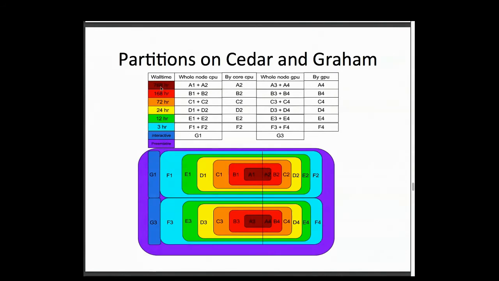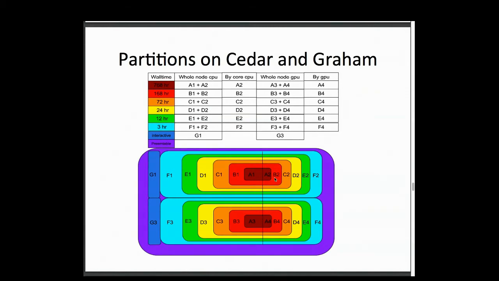So if you're asking for 28 days, and you're asking for a whole node, you can run in partition A1 here and A2. Capital A1, capital A2. But if you're asking by core, you can only run in A2. If you're asking for less than a week, and you're asking for a whole node, you can run anywhere within B1 and B2, which includes A1 and A2. But if you're asking by core, you can only run in B2, which includes A2. Same thing with 72 hour jobs.